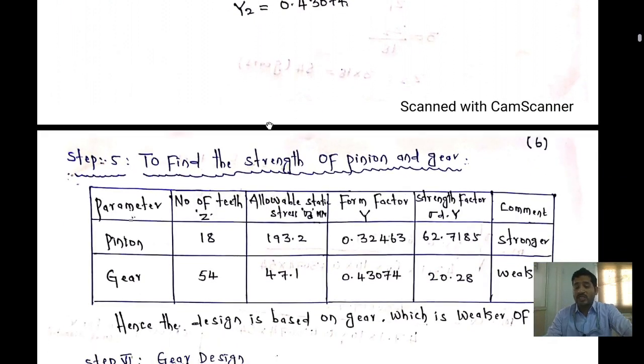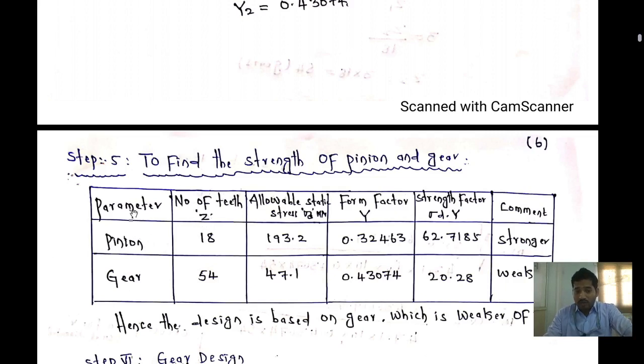After finding the form factor value, we need to find out the strength of the gear as well as the strength of the pinion. For that reason, first of all you need to draw the table. In the table, first write down the parameters: one is pinion, another one is gear. The number of teeth is represented by Z1.